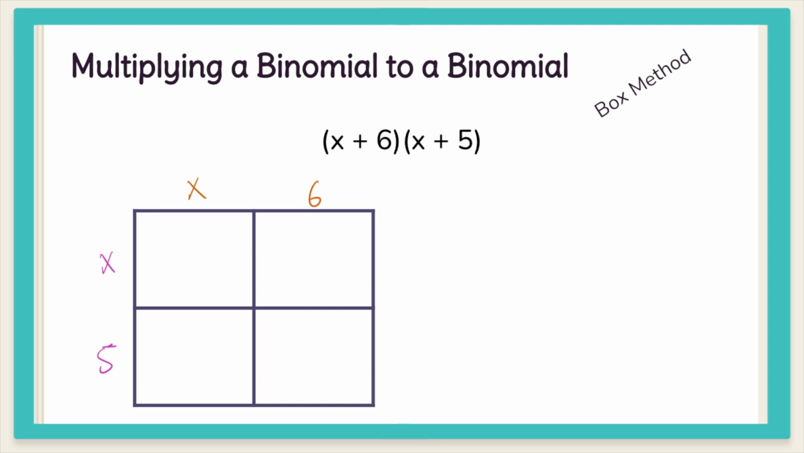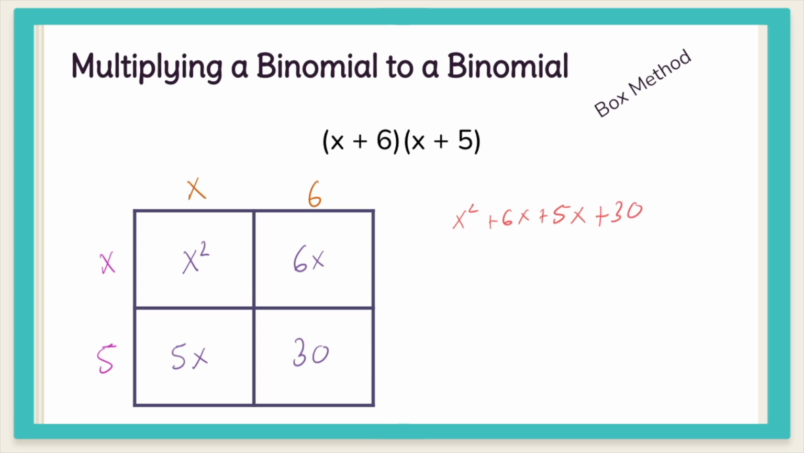So x times x is going to give me x squared. x times 6 is going to be 6x. 5 times x is going to be 5x. And 5 times 6 is going to be 30. And then I'm going to write out what I've got. So I've got x squared, plus 6x, plus 5x, and then plus 30.